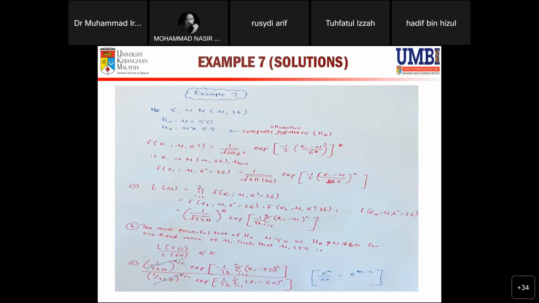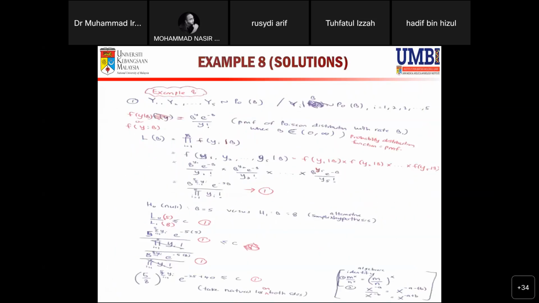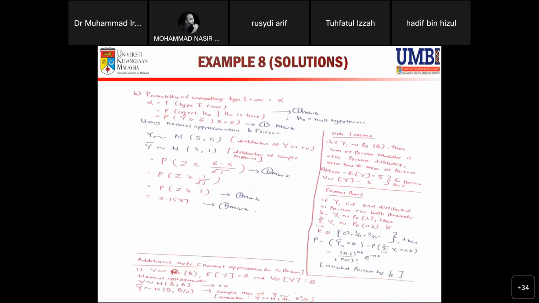And then for example 7, you can go through yourself how to do it, because this one is more complicated. Not more complicated, but it takes more time to explain. So we don't really have much time because it's nearly 12 o'clock now.